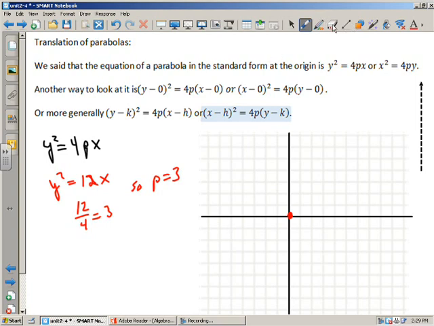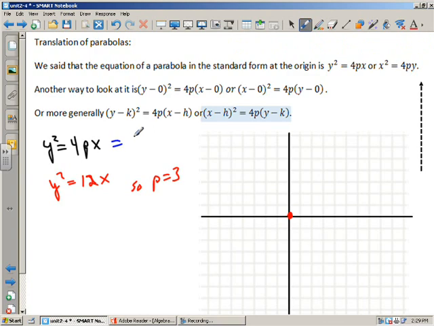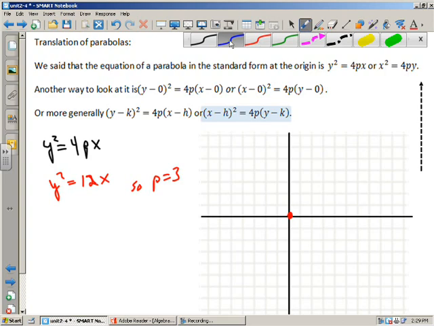And look at this for a second. P equals 3, isn't that true if we put this back into the equation? 4 times 3x, doesn't that equal 12x? So, you see, P is 3. Okay, so we know P is 3, that means it's also positive. And since we have a y squared, it's horizontal. Since P is positive, it's going to open to the right.